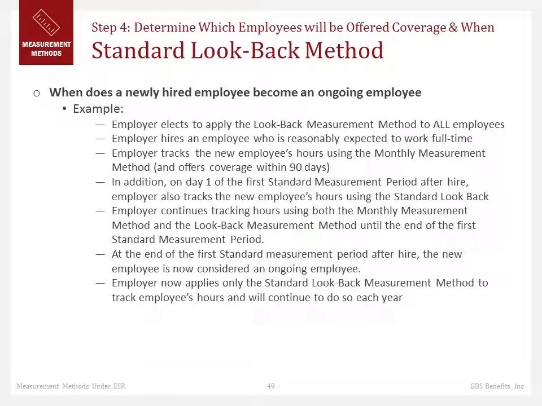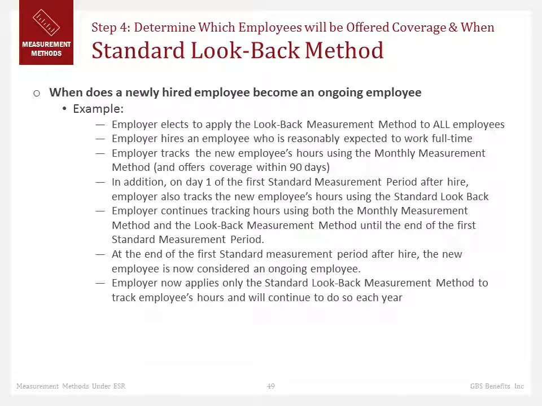So here's an example to hopefully help it make a little bit more sense. Employer elects to apply the look-back measurement method to all employees. Okay, so that's what we're suggesting. Do the simple approach. Just select the look-back measurement method for all employees. Employer hires an employee who's reasonably expected to work full-time. So, as we've learned, that employee would have hours of service initially tracked using the monthly measurement method and would have coverage offered within the 90-day waiting period. And that's typically going to be the first of the month following 1 month, or the first of the month after hire, or the first of the month after 2 months.